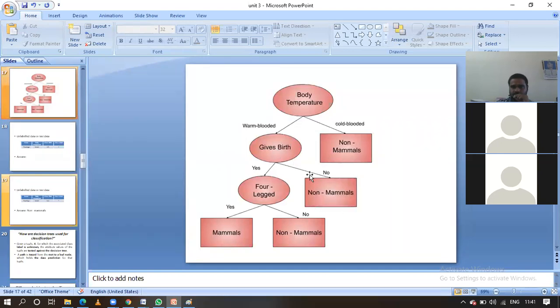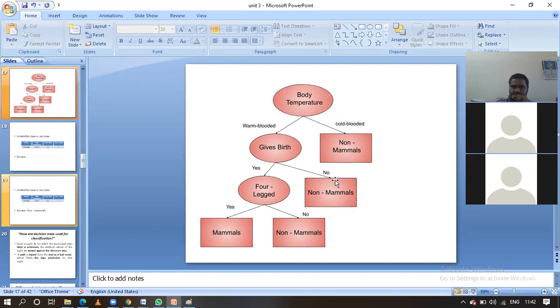This is the output. We are going to predict that the animal is a non-mammal. We have the flamingo, and we can say it is a non-mammal. By comparing the given data with the decision tree, we predict that the flamingo is a non-mammal, because it is warm-blooded and won't give birth.